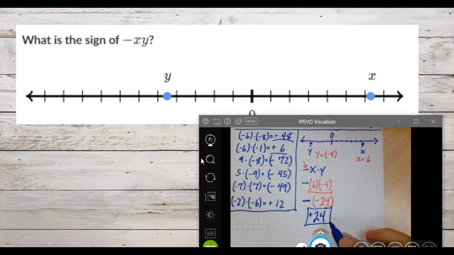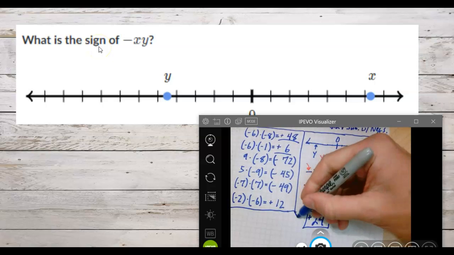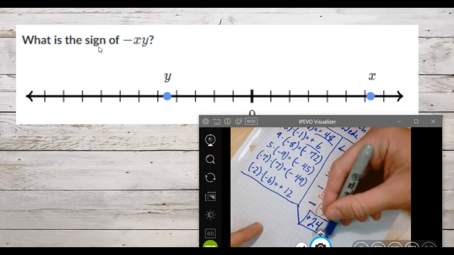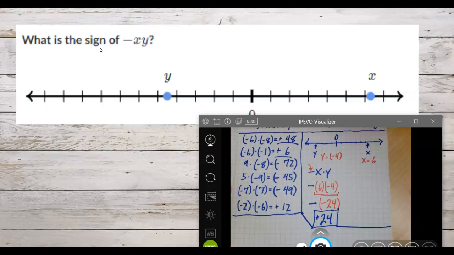Now, I don't care about the 24, and we approximated to get there. What I care is that the answer is positive, because it's asking us what is the sign of the opposite of x times y. Any questions on this one of how we approximate values for the x and the y and go from there?